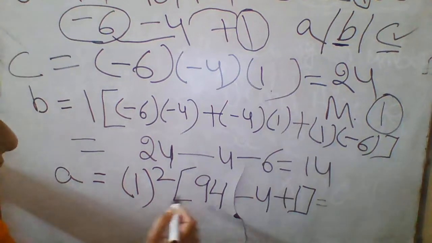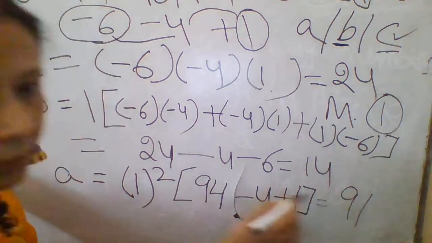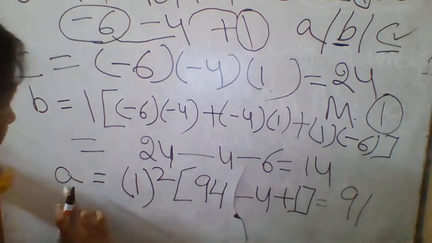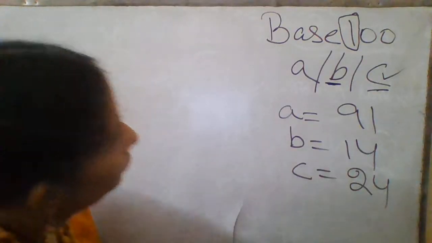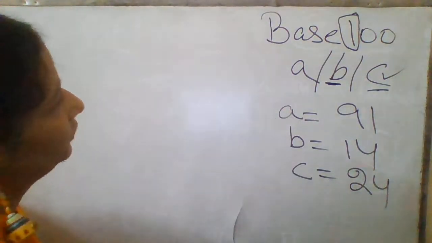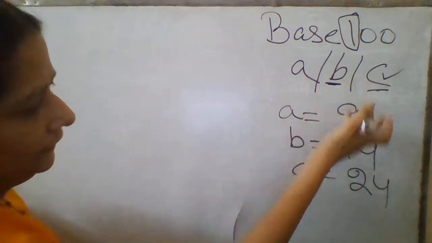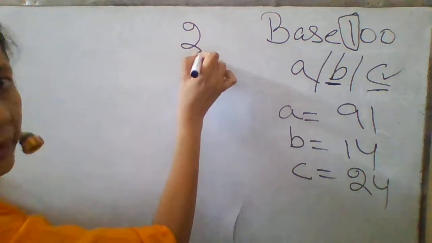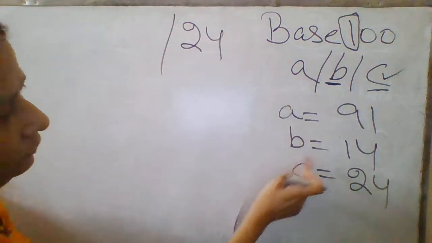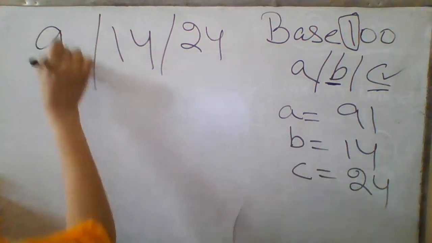Now I have to solve this. So now you see, 1 square is 1. 94 minus 4 is 90, plus 1 is equal to 91. So now I got the values of A, B, C. Now you see here I have written the values of A, B, C. Simply you can see A/B/C. So I am going to put the values here. What is the value of C? I will write down here 24 / value of B 14 / value of A 91.